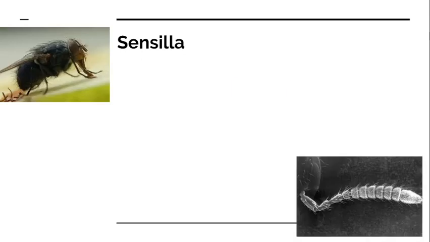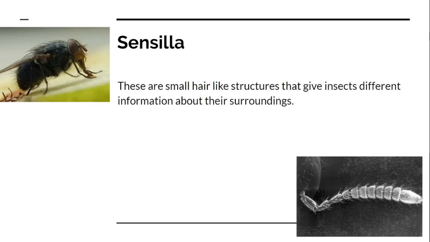Now, that sensory organ is actually given the name the sensilla. And this is what a sensilla is. Basically, these are small hair-like structures that give insects different information about their surroundings. So looking here, you can see this fly is covered in these hair-like structures, and we would call those sensilla. And those sensilla are giving it tons of information about everything around it right now.